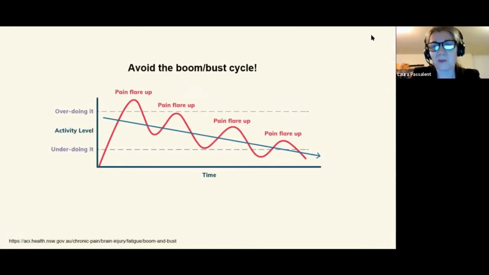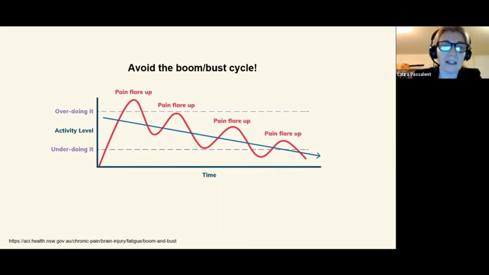The other thing I just wanted to mention is that if you are foraying into physical activity and you're a bit of a novice, that's okay, but you have to know to avoid the boom bust cycle. So the boom bust cycle is if you're not used to engaging in regular physical activity, you need to do it at a level where you're not underdoing it, but you're not overdoing it either.